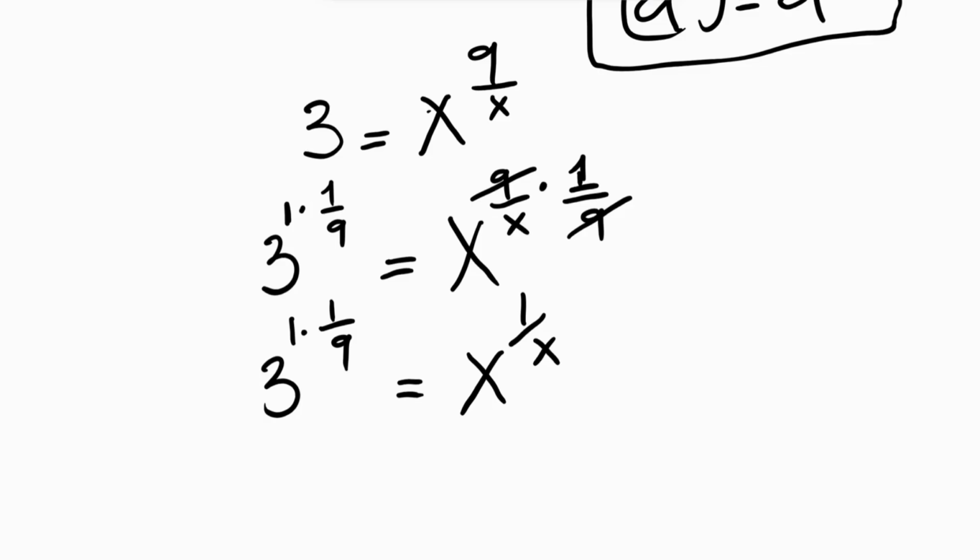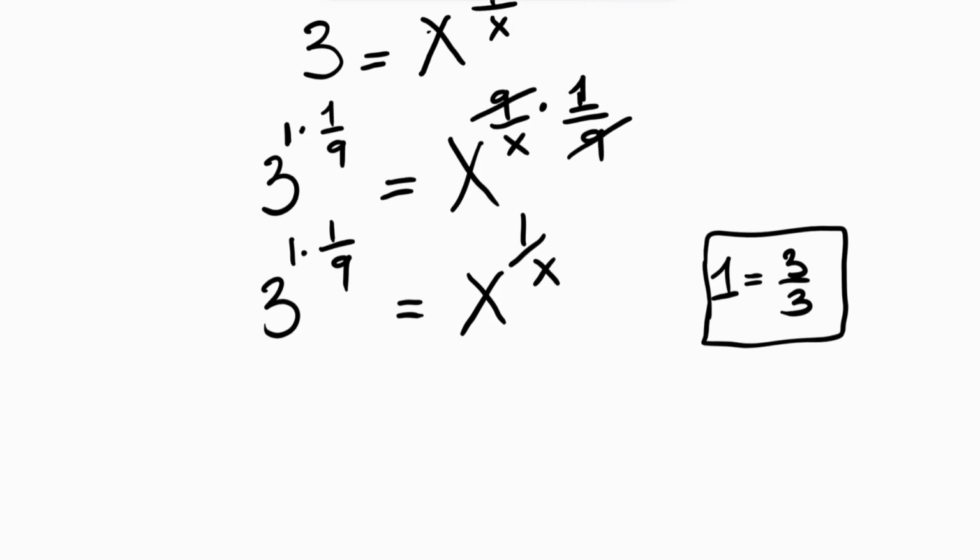Now we can see that we have the variables on one side and the numbers on the other side. Now we have 3 raised to power 1. 1 is the same thing as 3 divided by 3. So if we plug in 3 over 3 instead of 1, we have 3 raised to power 3 over 3 times 1 over 9 equals x raised to power 1 over x.